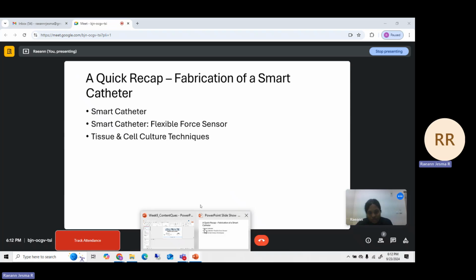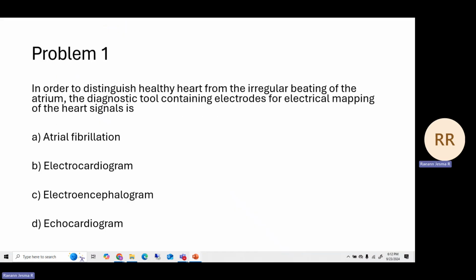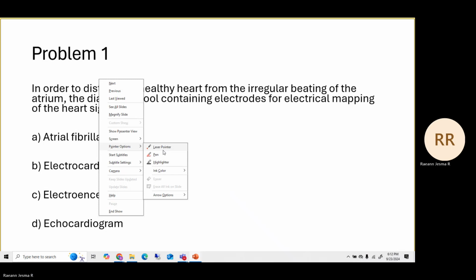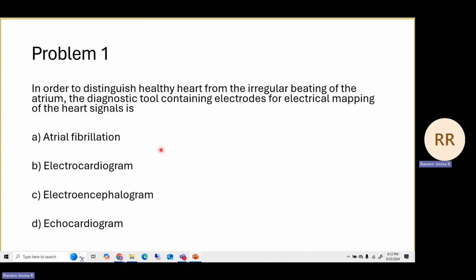The first problem is problem 1. In order to distinguish a healthy heart from the irregular beating of the atrium, the diagnostic tool containing electrodes for electrical mapping of the heart signals is: option A, atrial fibrillation; option B, electrocardiogram; option C, electroencephalogram; option D, echocardiogram. So what is the correct answer for this question?